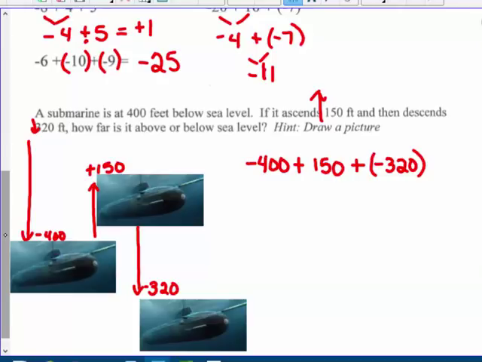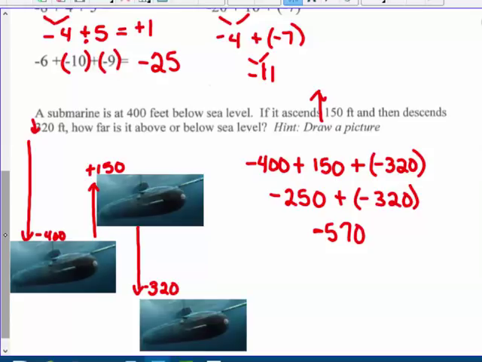So let's find out how far it is above or below sea level. It was at negative 400 plus 150, different sign, subtract. So 400 take away 150 is 250. Take the sign of the larger absolute value, which is the negative 400. So negative 250 plus negative 320. We have to continue simplifying. Same signs, add and keep. So 250 and 320 adds to 570. Add and keep that negative, 570 feet.